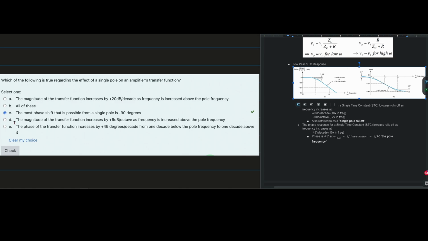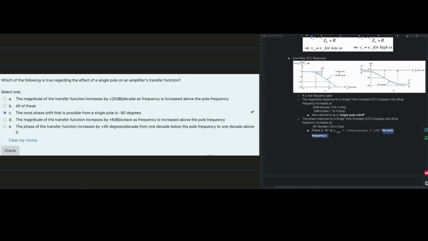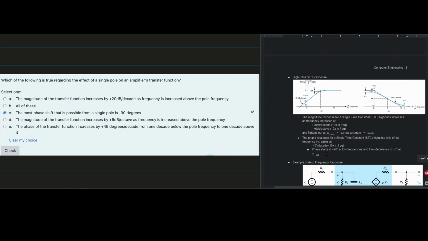In D, it's going to be the same thing. We have the magnitude of the transfer function increases by plus 6 dB per octave as frequency is increased above the pole frequency. Well, if we look at what we have here, we have our low pass response. What we want to look at is this: it is negative 6 dB per octave, and it's not a positive 6 dB per octave. We can see that the pole frequency is what it's referring to right here. And here we have plus 6 dB per octave, but this is not what we are looking at.